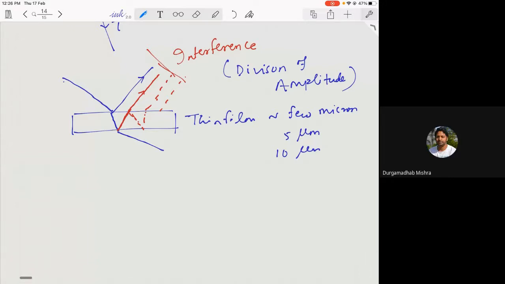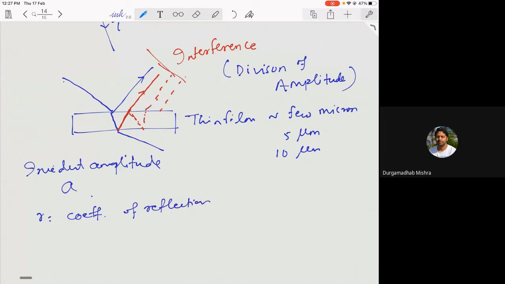So if I have an incident amplitude A, and the coefficient of reflection is R, how much will be reflected then? The reflected amplitude will be A into R.